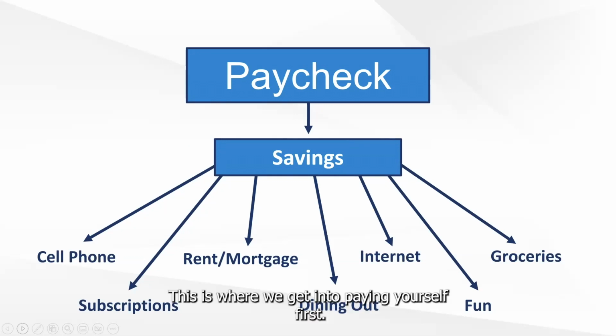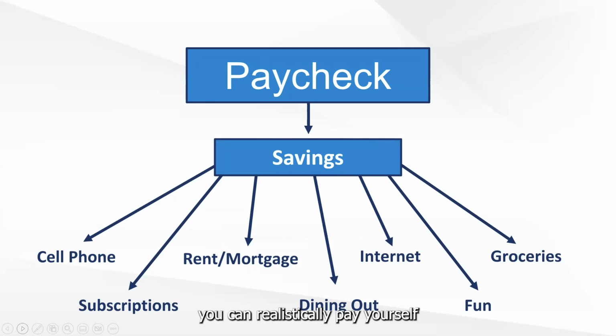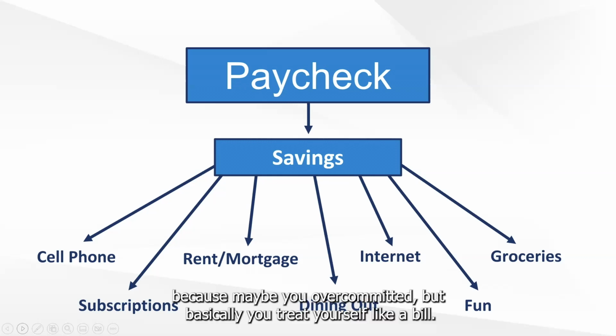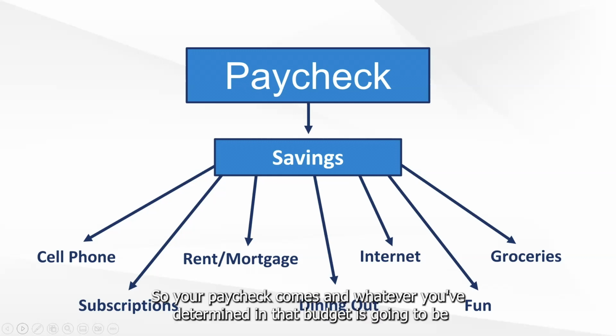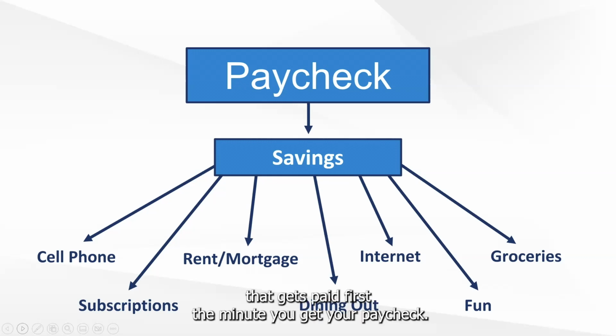This is where we get into paying yourself first. You always want to start with that budget to determine how much you can realistically pay yourself, because you never want to set an expectation that's too high and it's really hard for you to achieve. And then you start pulling from your savings because maybe you overcommitted. But basically, you treat yourself like a bill. So your paycheck comes and whatever you've determined in that budget is going to be your monthly bill to yourself, your monthly bill to your savings. That gets paid first the minute you get your paycheck.